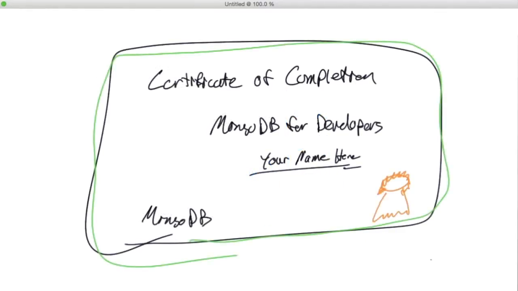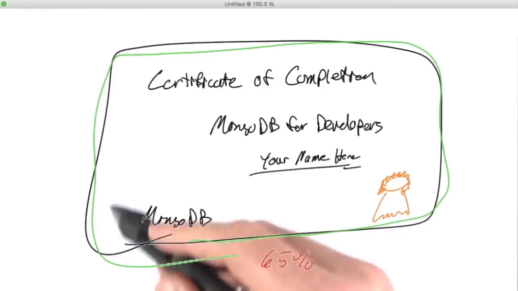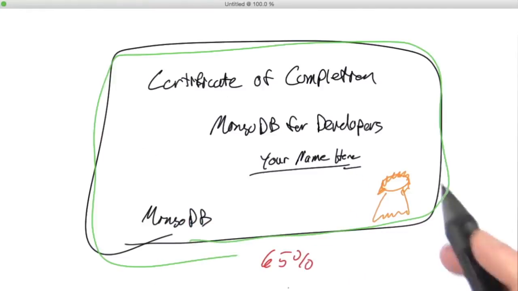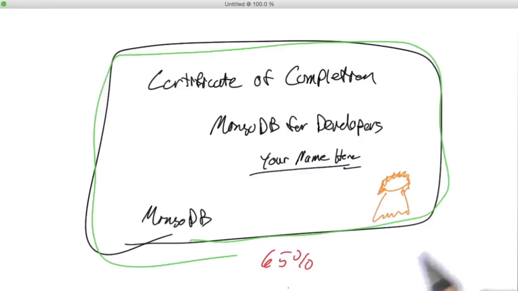At the end of the 7 weeks, if you have gotten 65% or better on your combined scores of your homeworks and your final exam, we'll give you one of these certificates of completion. It won't look like this. It'll look a lot better than that. It'll be a PDF file with some validation in it to prove that it's real. And you'll probably get that about 2 to 3 weeks after the course is complete.